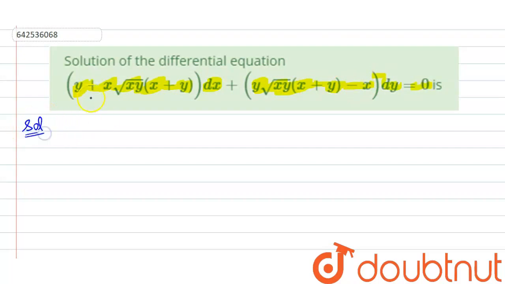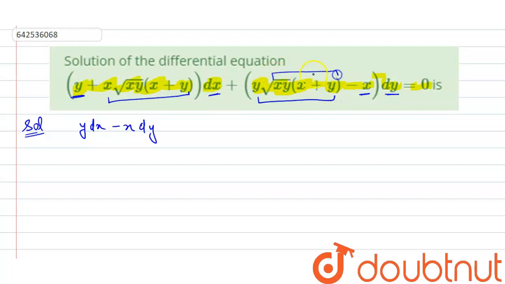So first of all I will rearrange the terms. Okay, so I will take y dx from this bracket and minus x dy from this bracket. So y dx minus x dy. Now again see these two terms. In these two terms √(xy) and (x + y) is common, so take √(xy) multiplied by (x + y) as common.